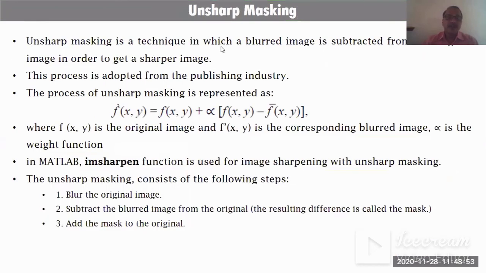Then unsharp masking is a technique in which blurred image is subtracted from the original image in order to get a sharper image. So unsharp masking is one type of filtering technique in which we can subtract the blurred image from the original image. Original image madun blurred image remove केली, so we can get the sharper image. This process is adapted from the publication industry.